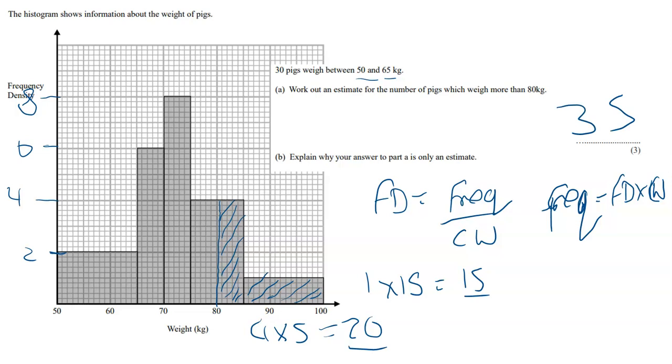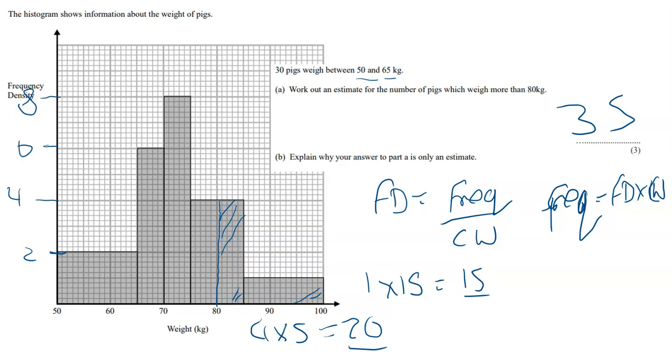Explain why your answer to part A is only an estimate. Well, we don't know that these people are evenly spaced with half of them above 80 and half of them below. That's our assumption that we're making. We're assuming all of the values are evenly distributed over the class.